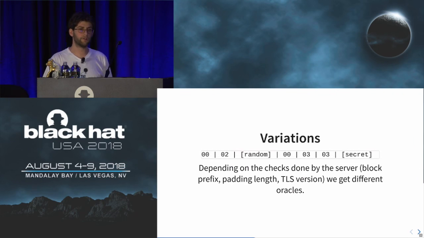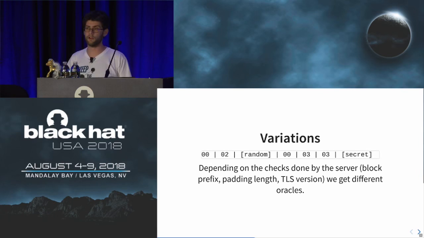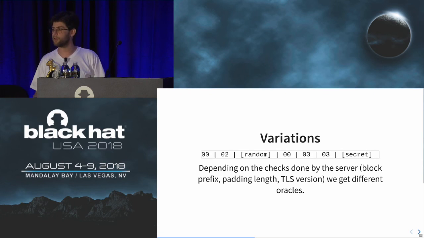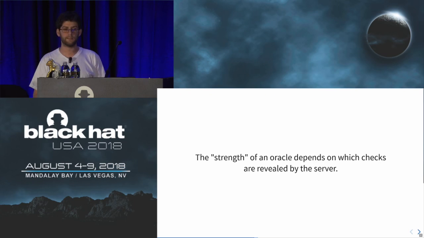So there are various variations of this though. It's not necessarily always going to be that a server tells you that the block type prefix is incorrect. It could also be that the padding length or various other fields like the null byte might be in the wrong place. And so depending on what server checks are actually there, you're going to get different oracles, and these different oracles will have different strengths, meaning that they will require more or fewer numbers of connections to the oracle to get down to your final value.